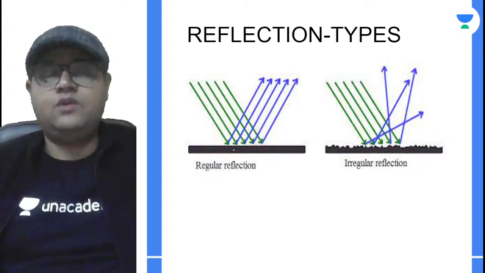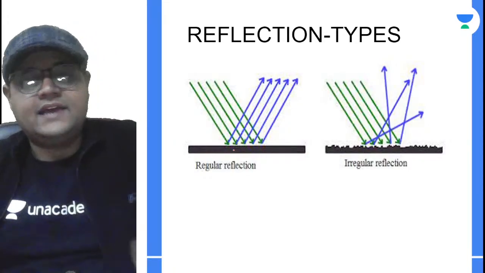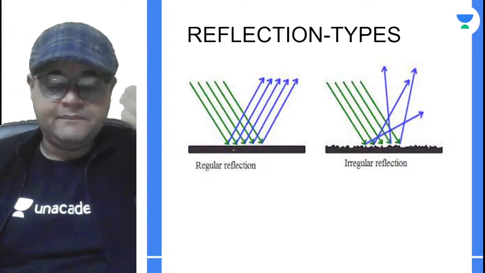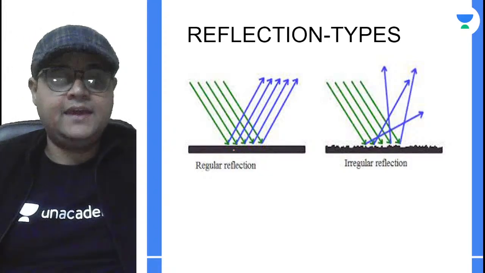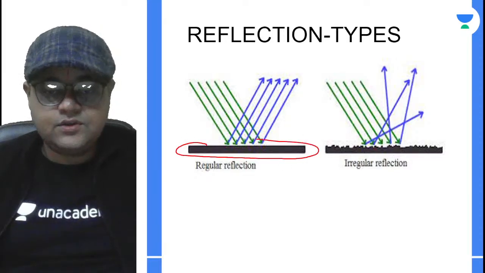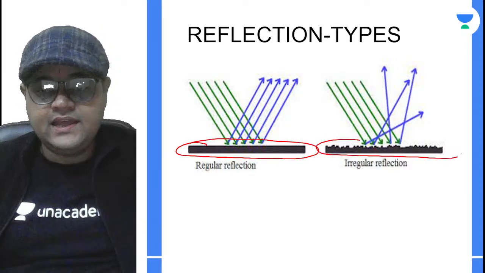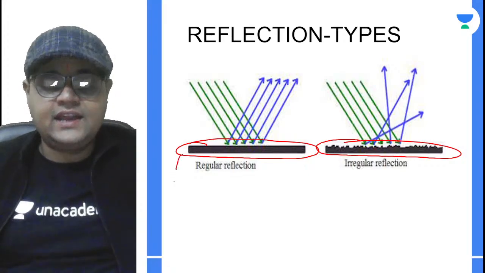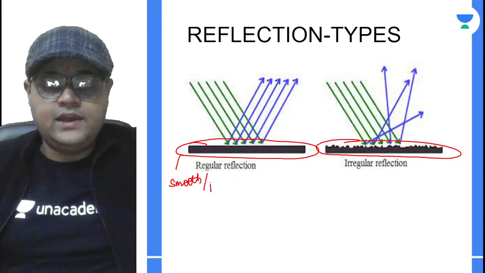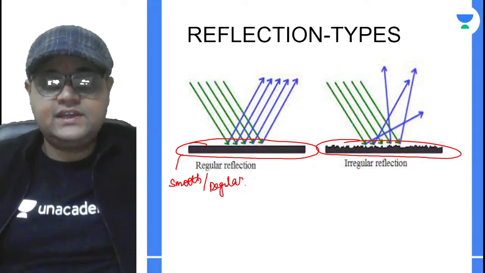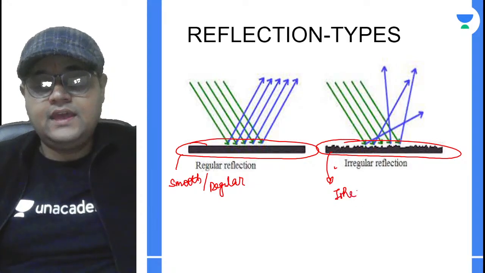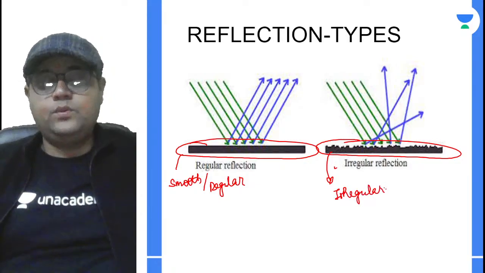Let's move on. Now see, we can classify reflection into two types. And what is the parameter on the basis of which I am classifying reflection? The parameter here is the surface. Just look at these two surfaces. You can clearly see that this looks like a regular smooth surface, right? Smooth, or rather call it a regular surface. And then we have another, irregular surface. You can clearly see the difference between the two surfaces.